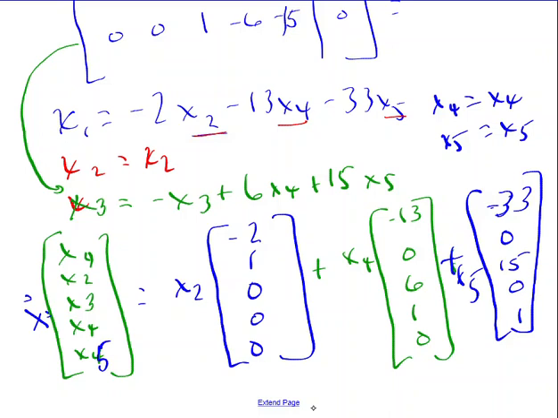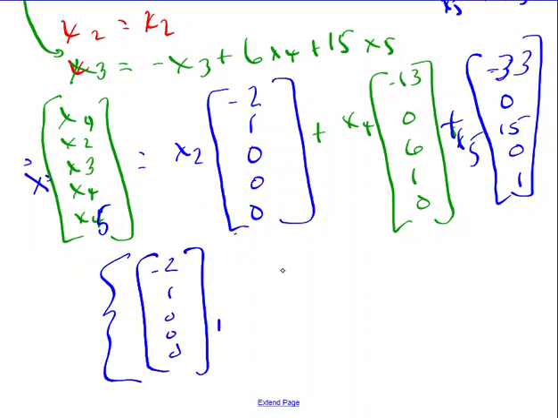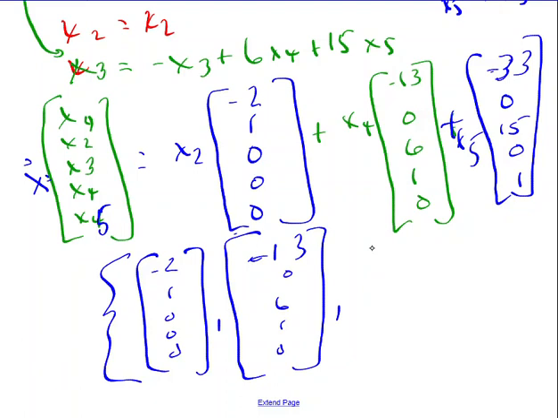So those are the three vectors that we have. The null space of A is going to have 3 vectors in it. Those vectors are negative 2, 1, 0, 0, 0. The second one is negative 13, 0, 6, 1, 0.